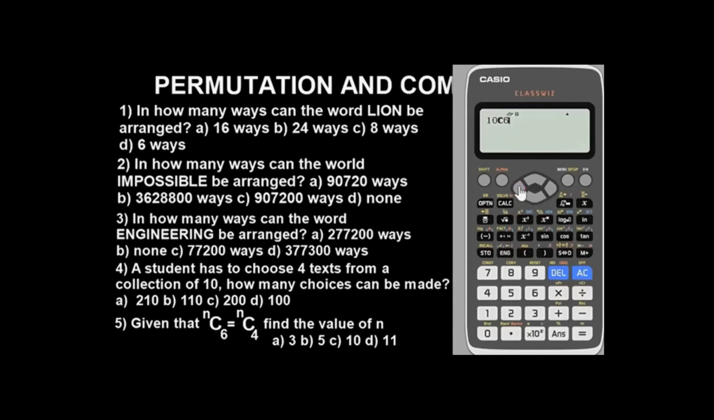Let's see the last option and see what it's going to give us. 11 combination 6, and 11 combination 4, what is it going to give us? 330. No. So guys, our answer is option C. 10 combination 6 gives us 210, and 10 combination 4 gives us 210 as well. So 10 is the number that gives us 2 equal values.